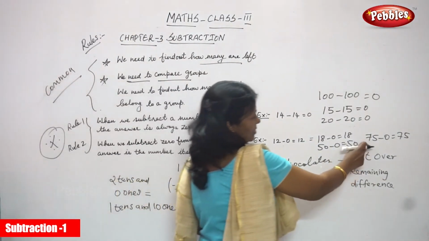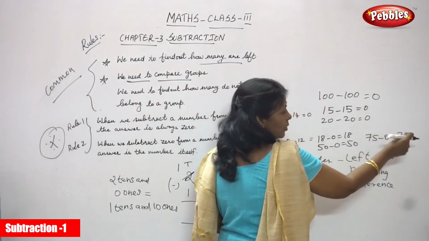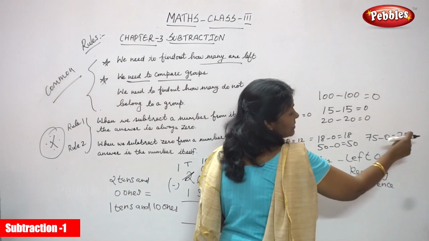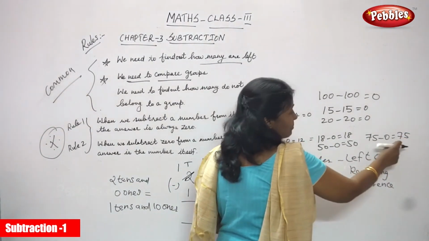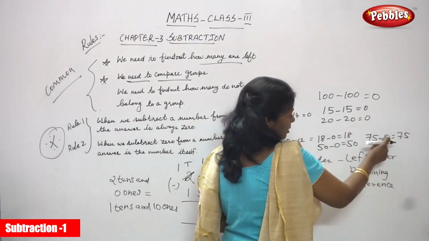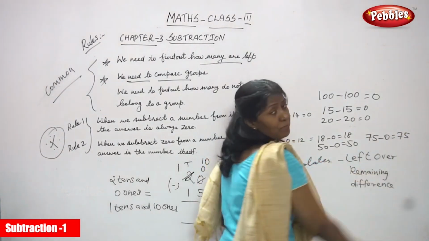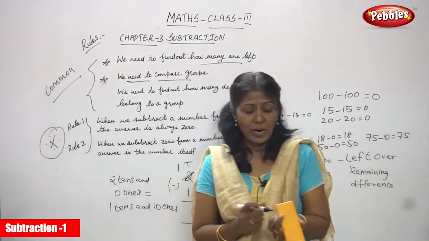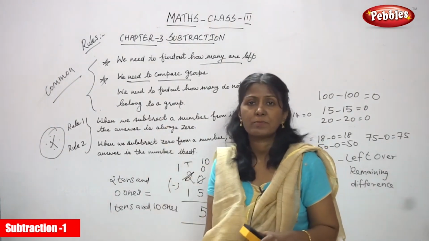So this is the question: 0 subtracted from a number, you get the same number. The answer is the same number itself. When we subtract 0 from a number, the answer is itself, that means the answer is the same number. I think you understand the subtraction rules and also the basic concept of subtraction.